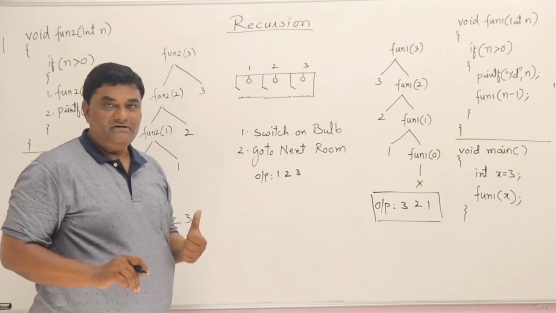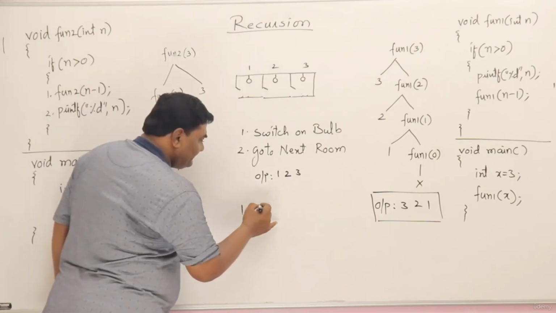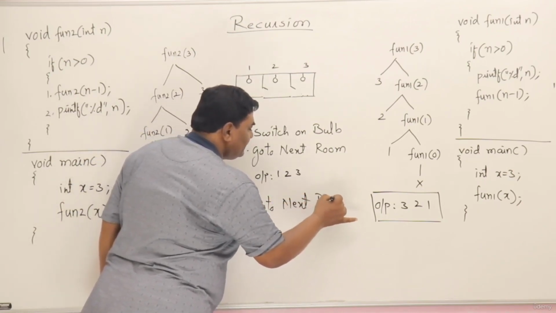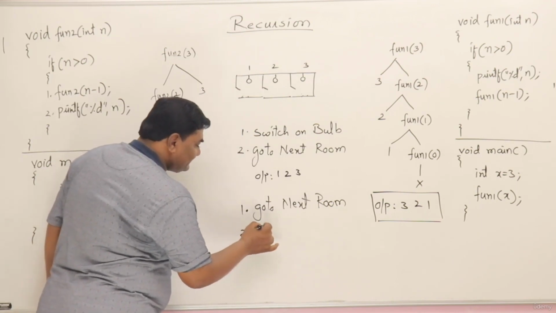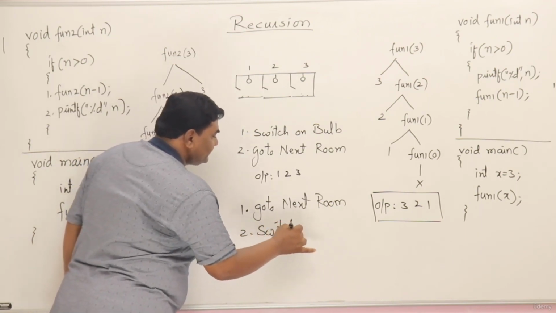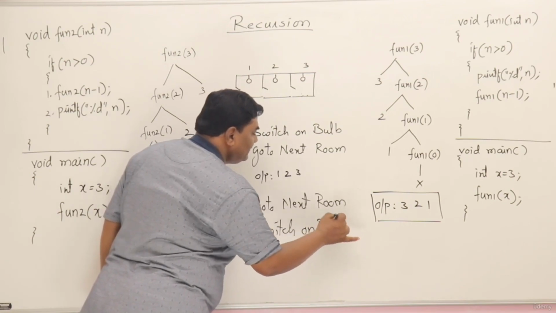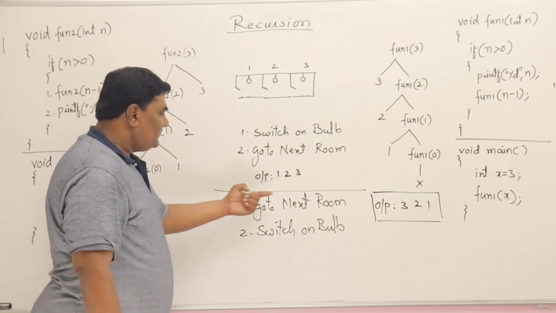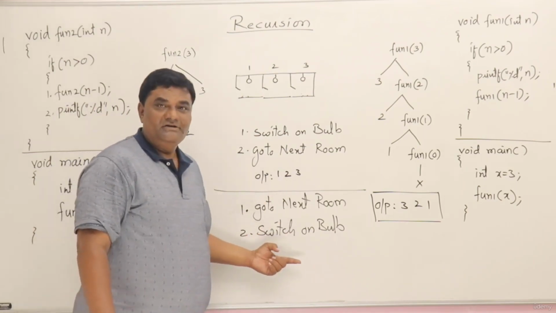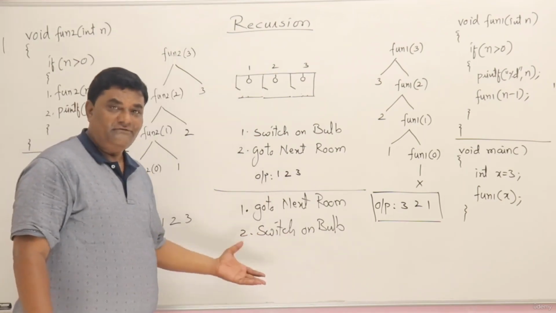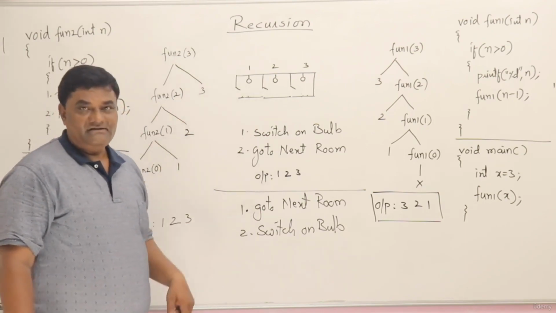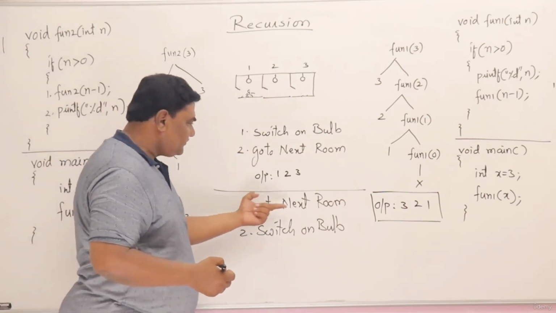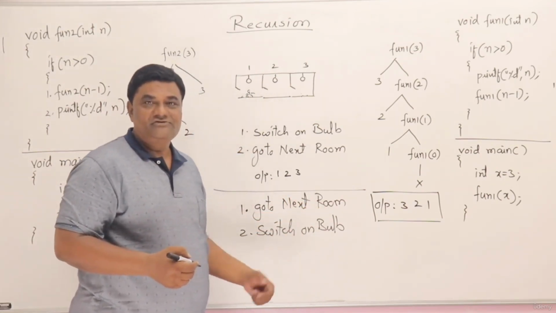Now, I'll give you one more example. First step is go to next room. And second step is switch on bulb. These are the two steps. I have changed the order, you can see. Go to next room, then switch on bulb. Now let us see if these are performed, then what will be the result. If you are here, then I have given you two instructions. Go to next room. Then second step is switch on bulb.